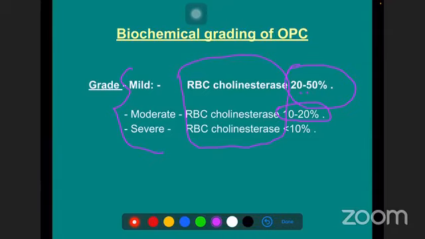Just theoretically বলার জন্য আমি বলছি, but we can do the grading with the clinical manifestations like miosis, fasciculation, bradycardia, respiratory rate, then consciousness and convulsion. These 6 are the parameters for OPC grading.